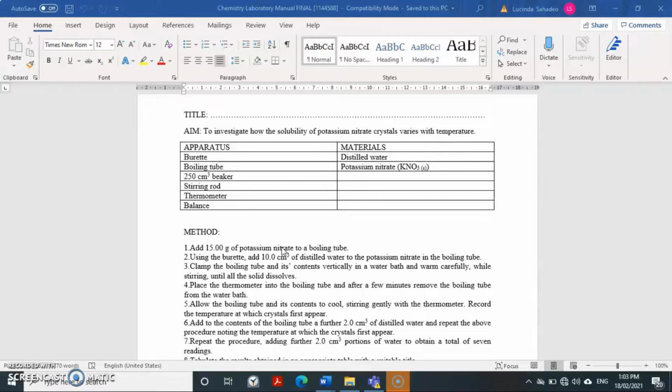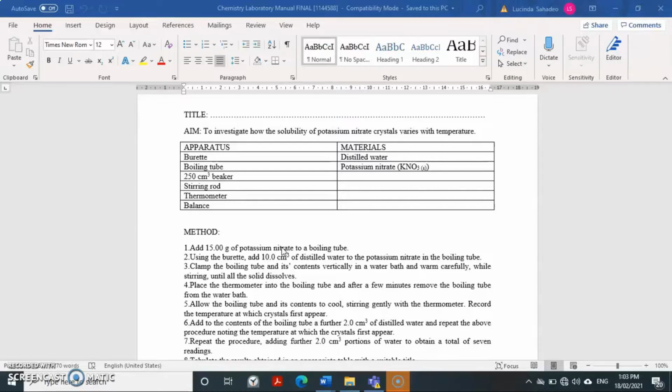After we've added that, we are going to go towards our next piece of apparatus called a burette and add 10 cm cube of distilled water to that potassium nitrate in the boiling tube, right? We are then going to take that boiling tube of potassium nitrate and water and clamp it in a water bath, right? And wait for all of the potassium nitrate to dissolve.